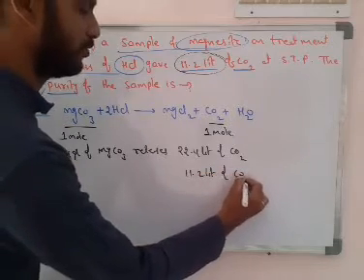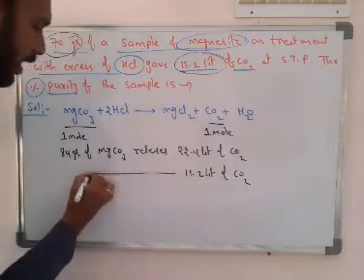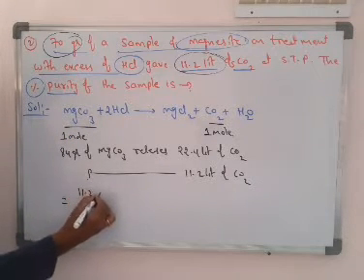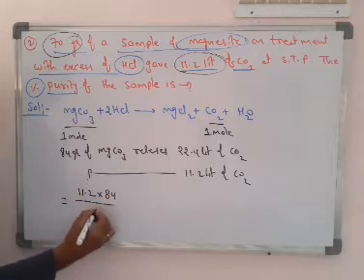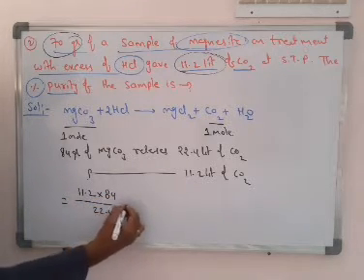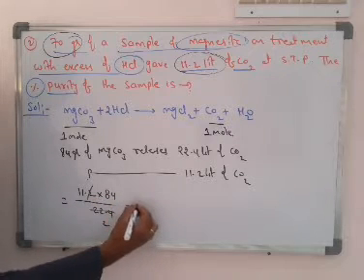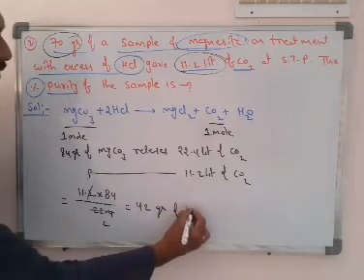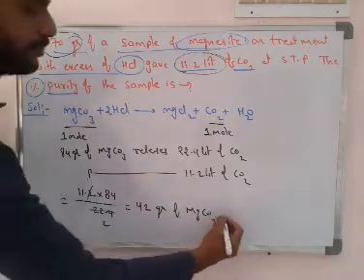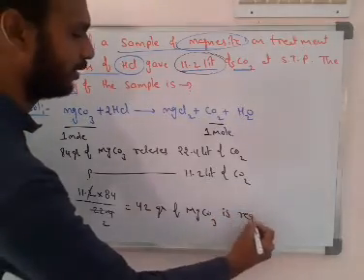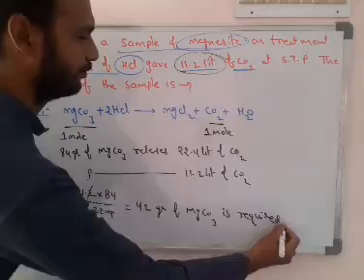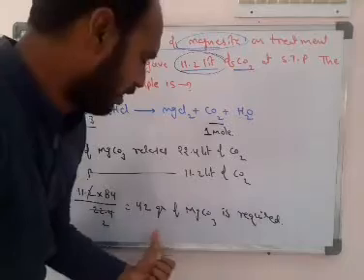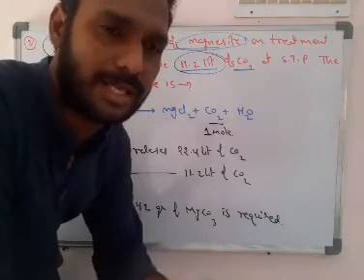Here, 11.2 liters of CO2 is produced, so how much MgCO3 is needed to produce it? Exactly half, so 42 grams of MgCO3 is required. Just 11.2 liters of CO2 release, 42 grams of magnesite MgCO3 is sufficient.